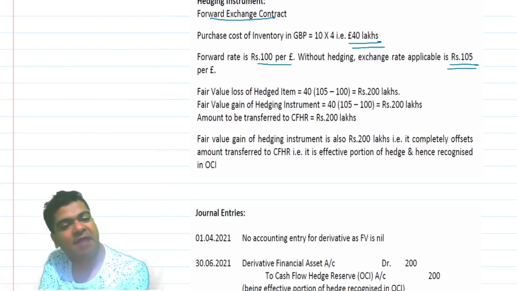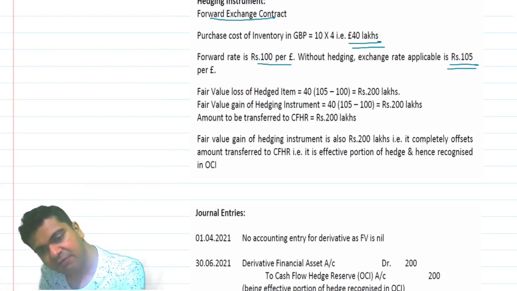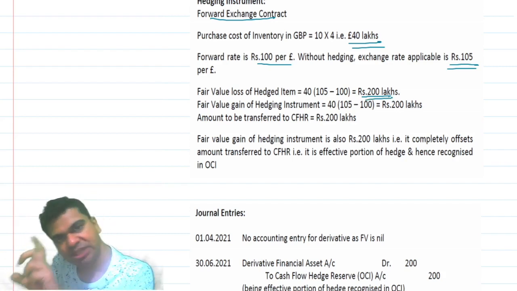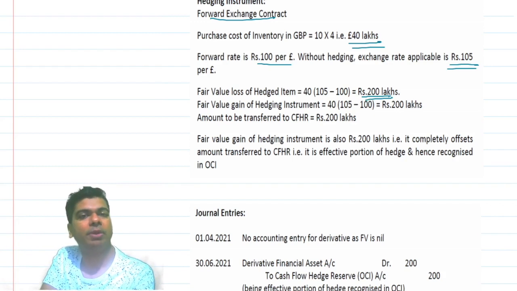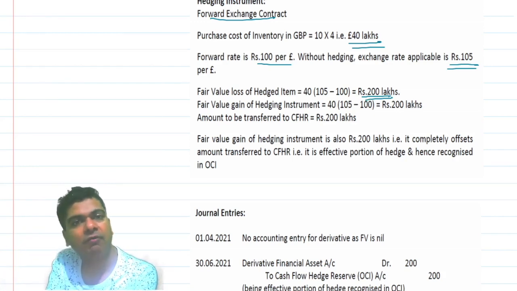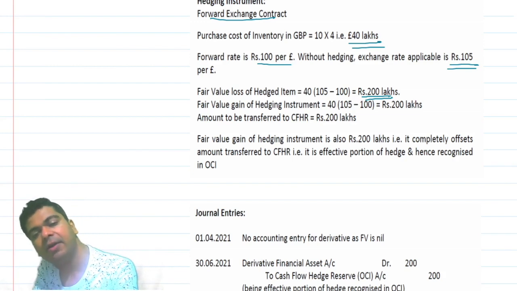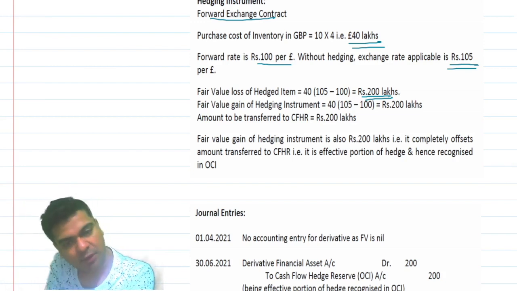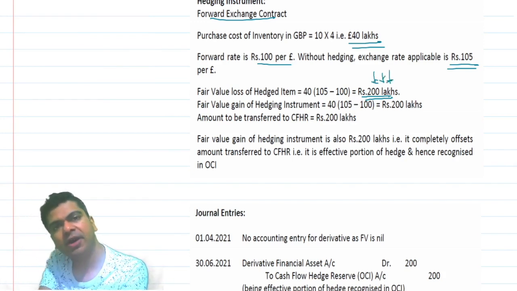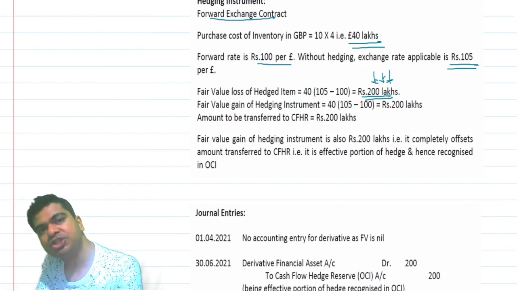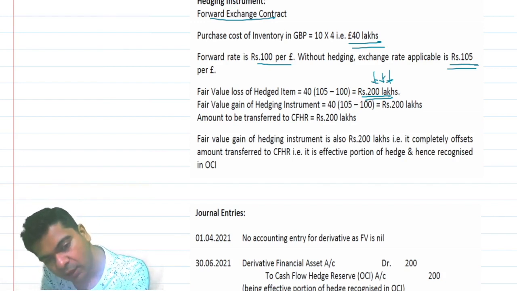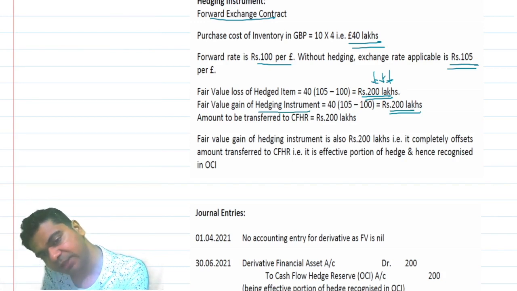So we first find the fair value loss of the hedged item. The fair value loss of the hedged item is 200 lakhs. As I said, without hedging, this inventory would have been purchased at 105. And that I am comparing with my contracted forward rate of 100. So when I compare 100 and 105, I realize that the fair value loss of the hedged item is 200 lakhs. But that very 200 lakhs is hedged. That very 200 lakhs is recovered as a fair value gain for the hedging instrument. Okay.